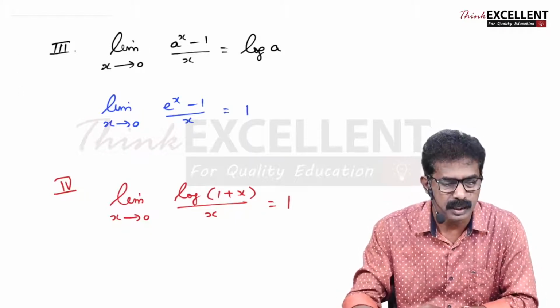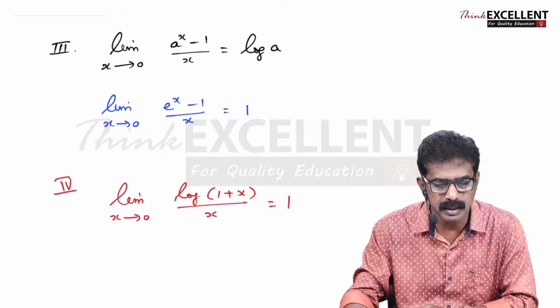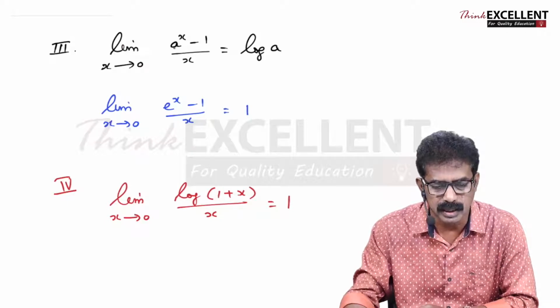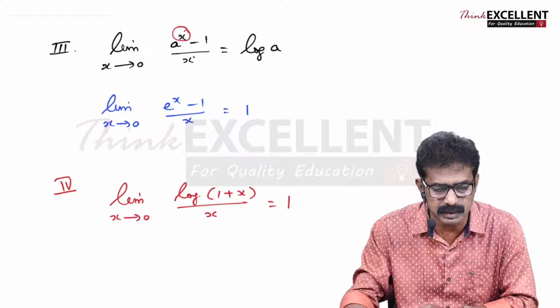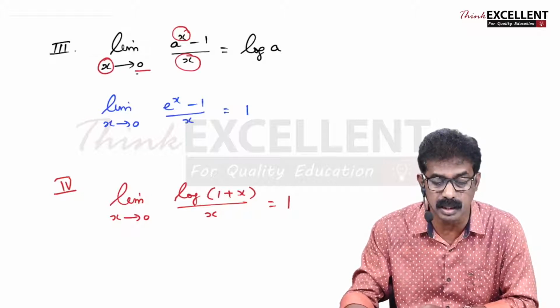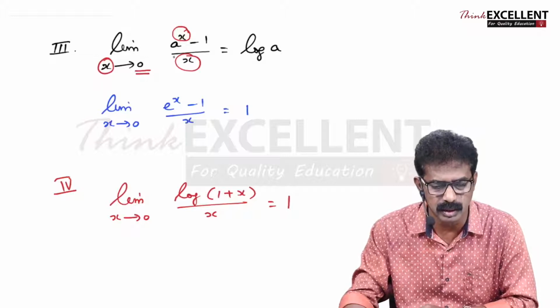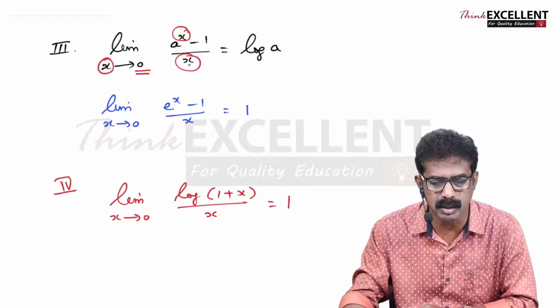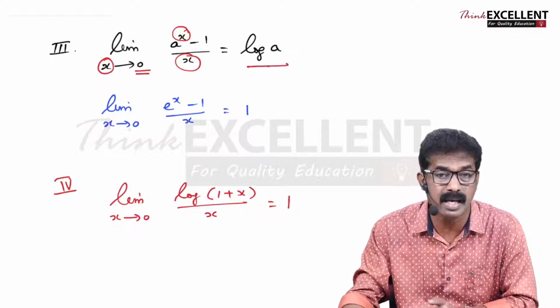See, the exponential limit is limit x tends to 0, a raised to x minus 1 by x. This form, limit x tends to 0, not infinity. Limit x tends to 0, a raised to x minus 1 by x. The answer is log a.